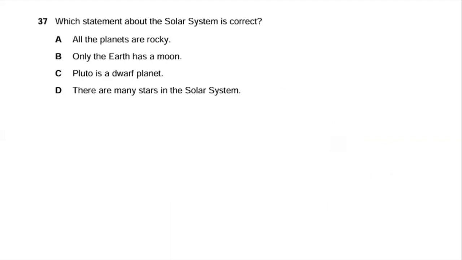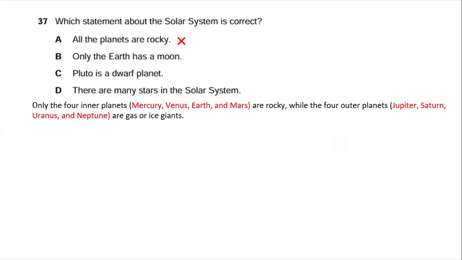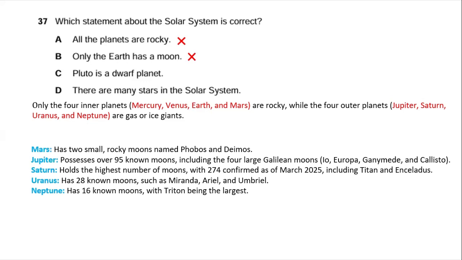Question number 37. Which statement about the solar system is correct? When we come to A, all the planets are okay. No, it is wrong. Why? Only the 4 inner planets, Mercury, Venus, Earth, and Mars are okay, while the 4 outer planets, Jupiter, Saturn, Uranus, and Neptune, are gas or ice giants. When we come to answer B, only the Earth has a moon. No, it is wrong, because we know Mars has 2 small rocky moons named Phobos and Deimos.